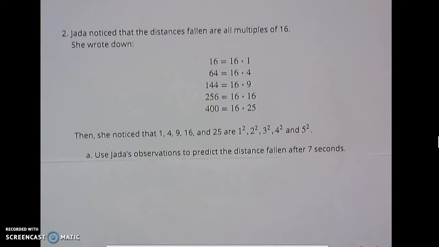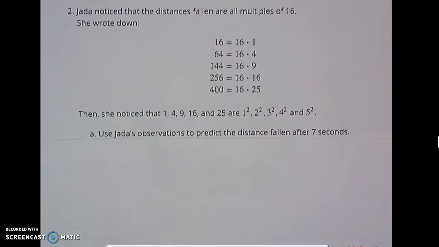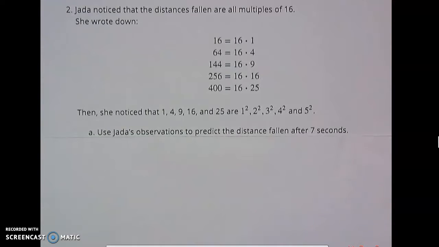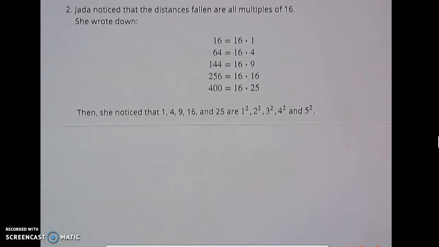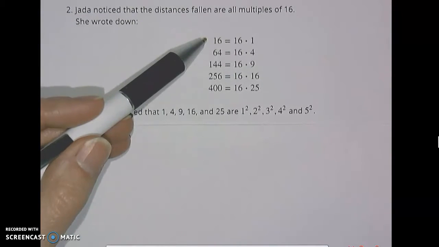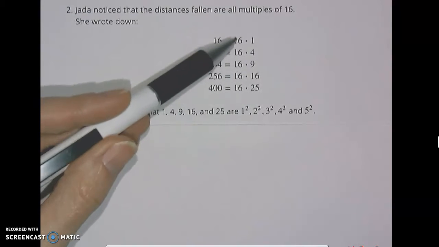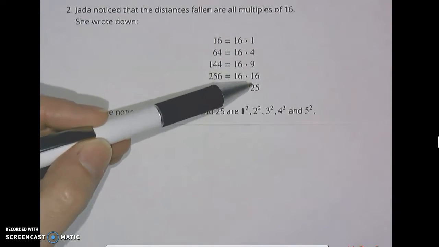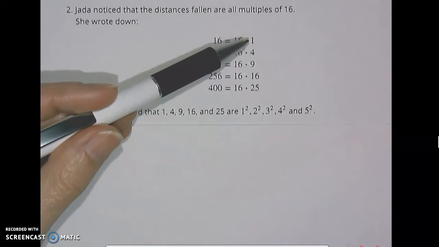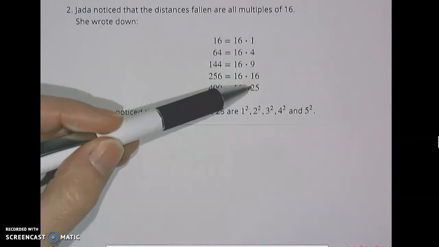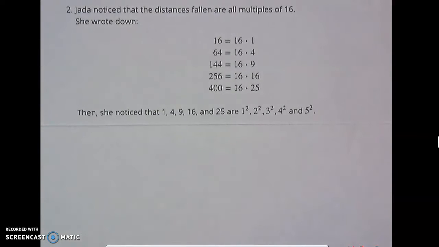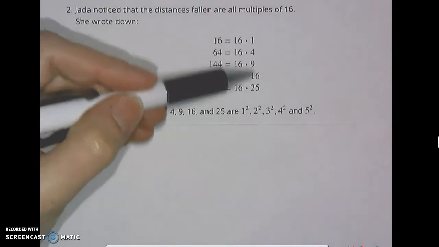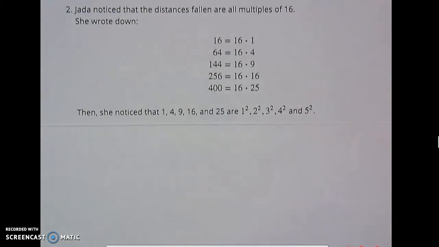Then we have Jada, and Jada noticed that the distances fallen are all multiples of 16, which was something we noticed in the chart. So she wrote down each of these and how they're broken down, noticing that they're all multiples of 16. Then she noticed that 1, 4, 9, 16, and 25 are just 1 squared, 2 squared, 3 squared, 4 squared, and 5 squared. So she noticed that pattern. They're all multiples of 16, and they're all being multiplied by the perfect squares in order from 1 squared up to 5 squared.